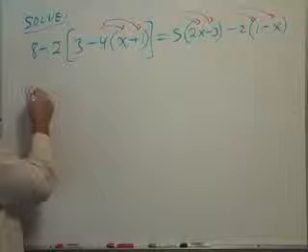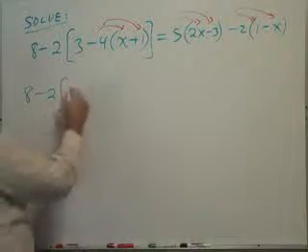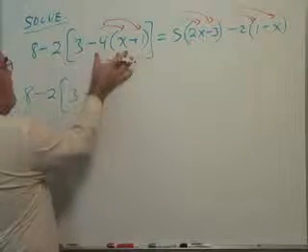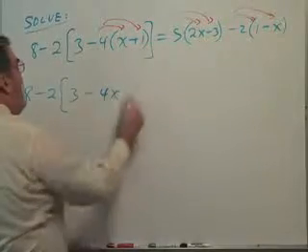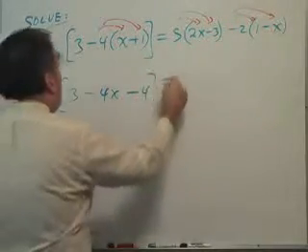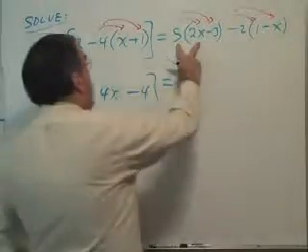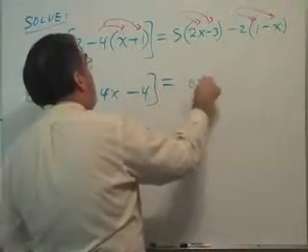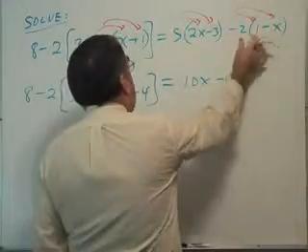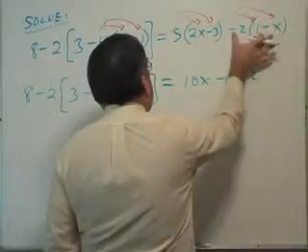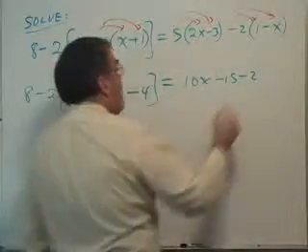All right, so this is going to be 8 minus 2 bracket 3 minus, so I have minus 4x, and then negative 4 times positive 1 is negative 4, equals 5 times 2x is 10x, 5 times negative 3 is minus 15, negative 2, and negative 2 times negative x is going to be plus 2x, isn't it?